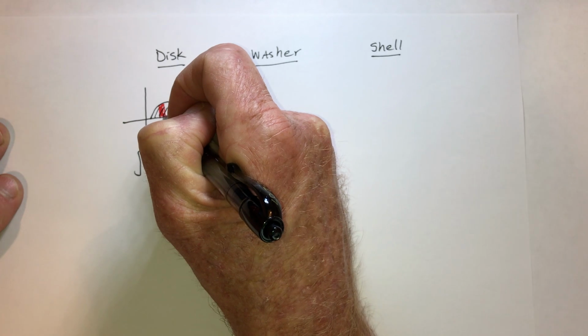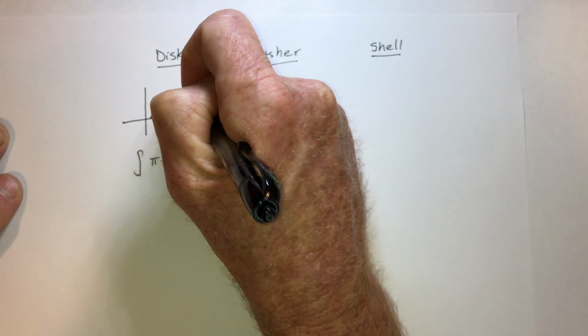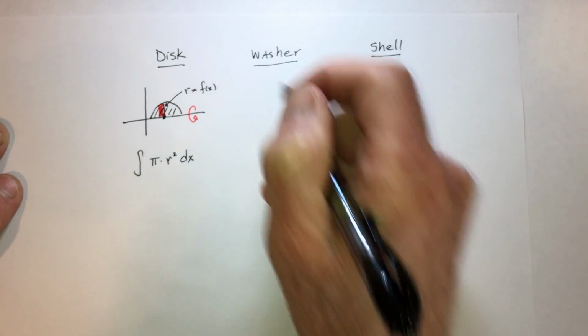And the radius is measured from the axis of rotation to the object. So that means that the r is equal to the function.